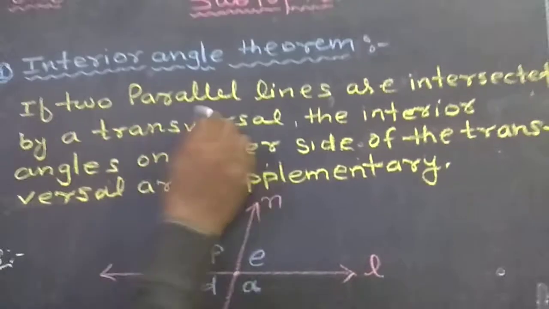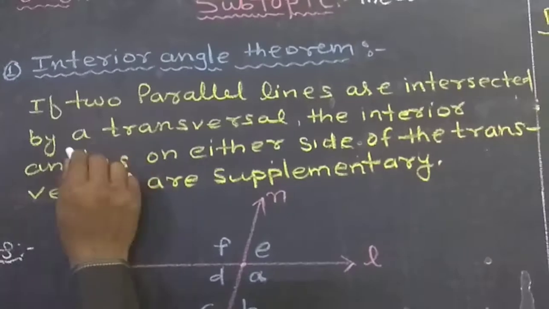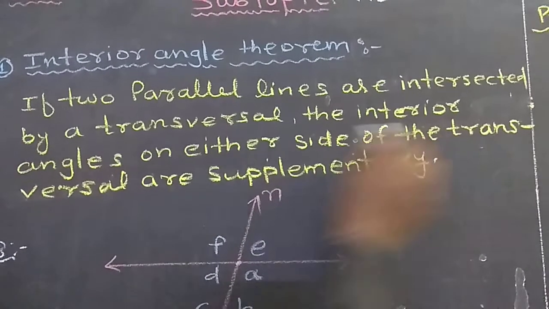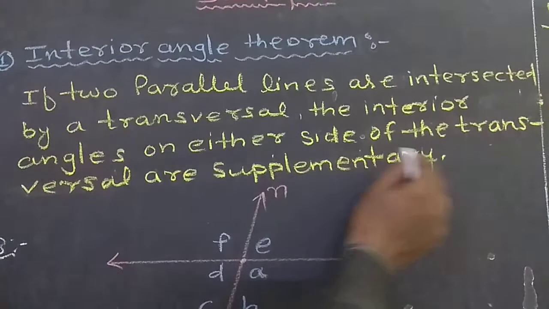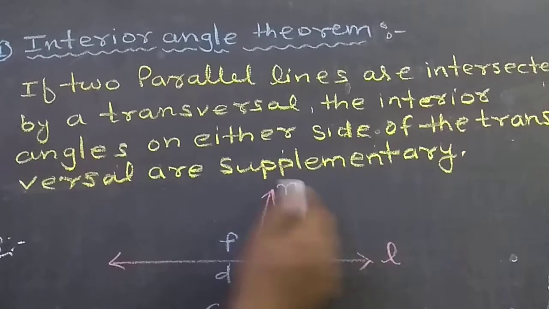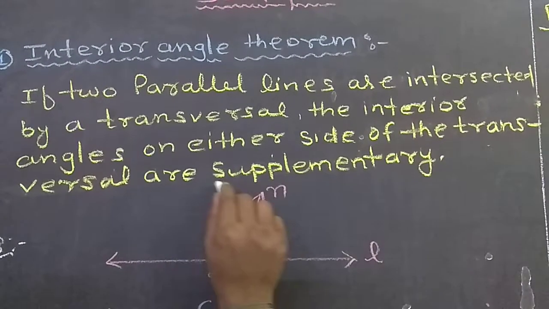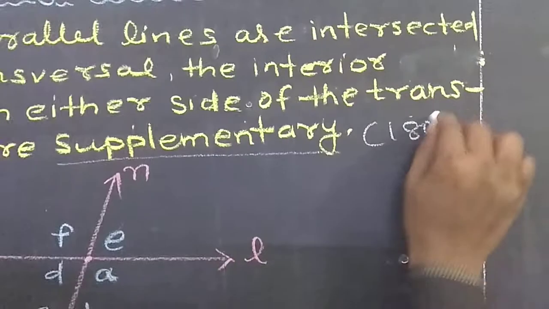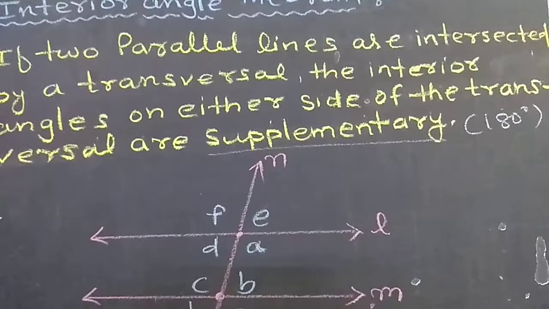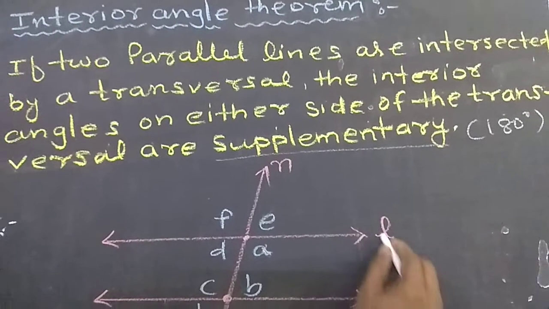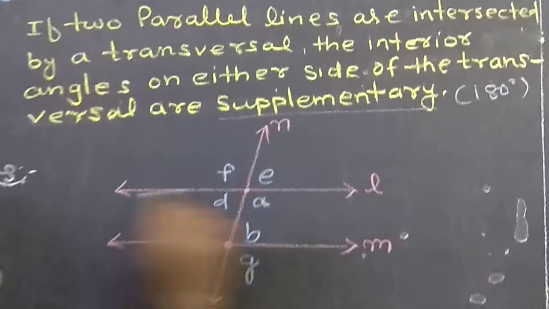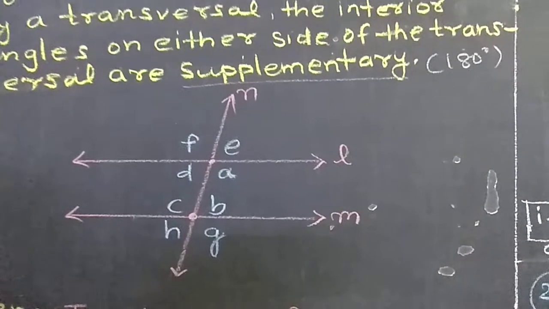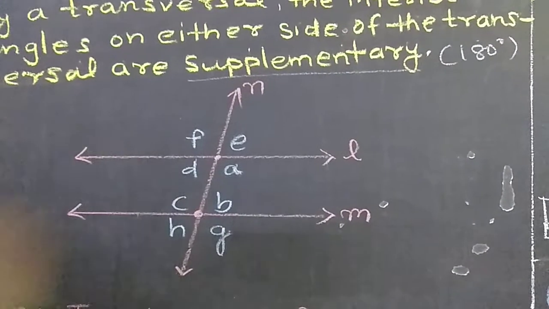interior angle theorem. If two parallel lines are intersected by a transversal, the interior angles on either side of the transversal are supplementary. What do you mean by supplementary? The sum of the angles will be 180. You can see in this figure, line L and line M are parallel and line N is the transversal.